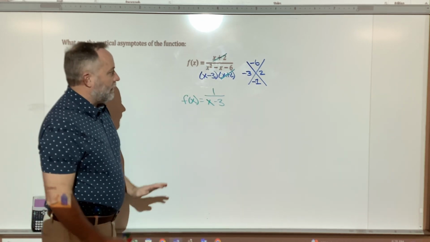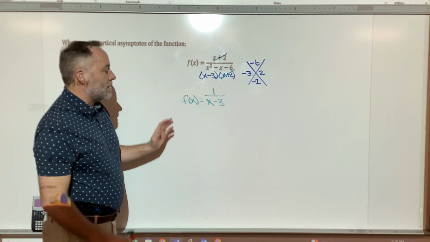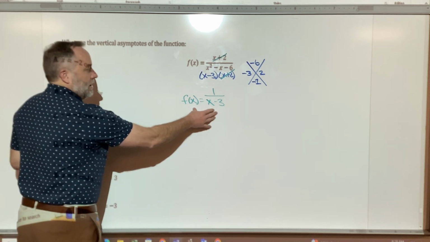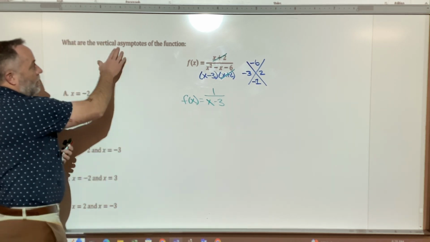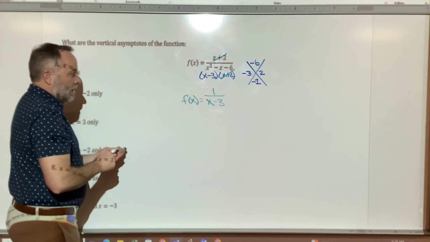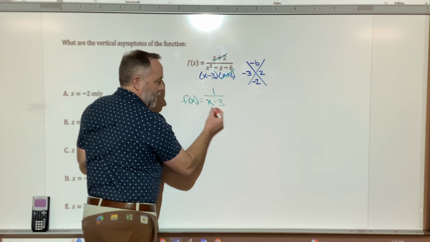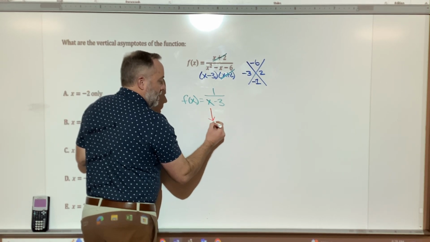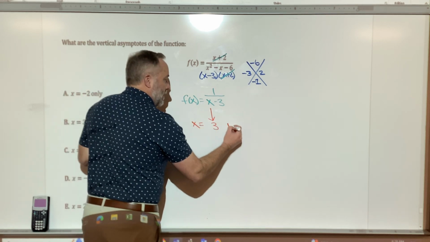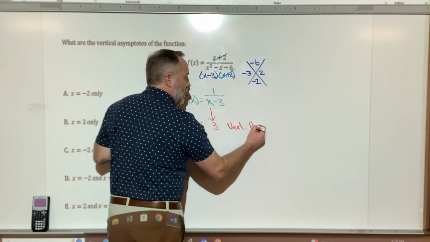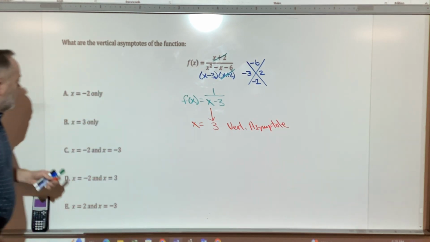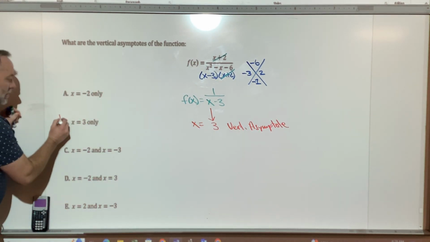That is something different, but if it's a hole and nothing else, it won't be a hole and a vertical asymptote. So now we get to this reduced function, and again, a vertical asymptote occurs at x values that make the denominator equal to 0. So the only value we can put in for x here to make the denominator 0 would be 3. So x equals 3 is the vertical asymptote of this function, and if we look at our choices, we can find that in selection B.